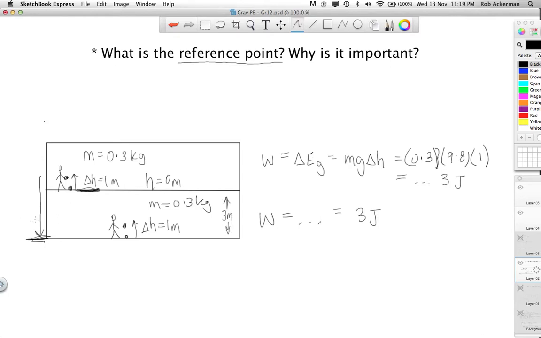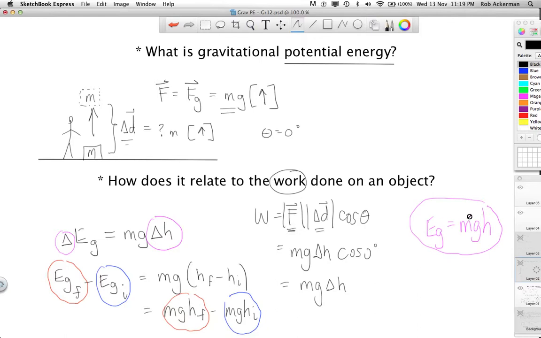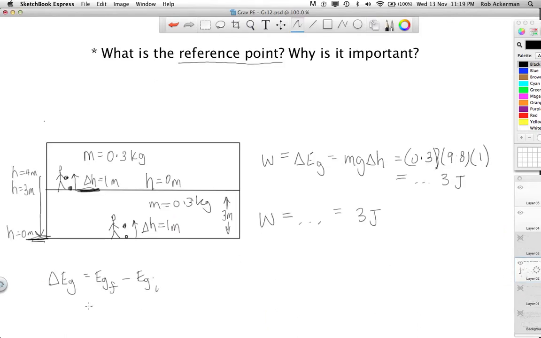So in that case, if this person made the height 0 at the ground here, then the floor the person is standing on is 3 meters, and now the height to which he initially raised the object would be 1 meter above that. It would be 4 meters. However, the neat thing is that even if you use the 3 and 4 meter mark, look at what the delta EG would be. Delta EG would be EG final minus EG initial. That would be using this formula that we developed back here. And you would find the following. mgh final minus mgh initial. That would be equal to, well, I can factor out an mg, so we'd have mg times h final minus h initial.